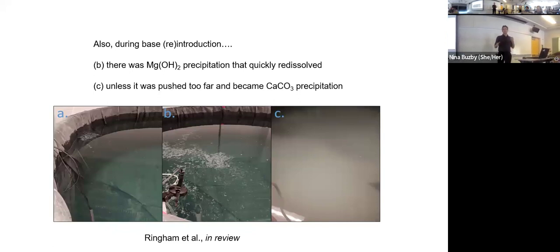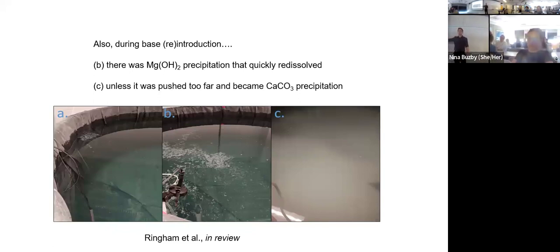That tended to redissolve within less than a minute. So we know that we can add a certain amount of base and it's okay. It will form this stuff, but then it will redissolve really rapidly. But we also, as expected, found that you can push it too far. And that for us was about a pH of around 10 with the seawater that we're working with.